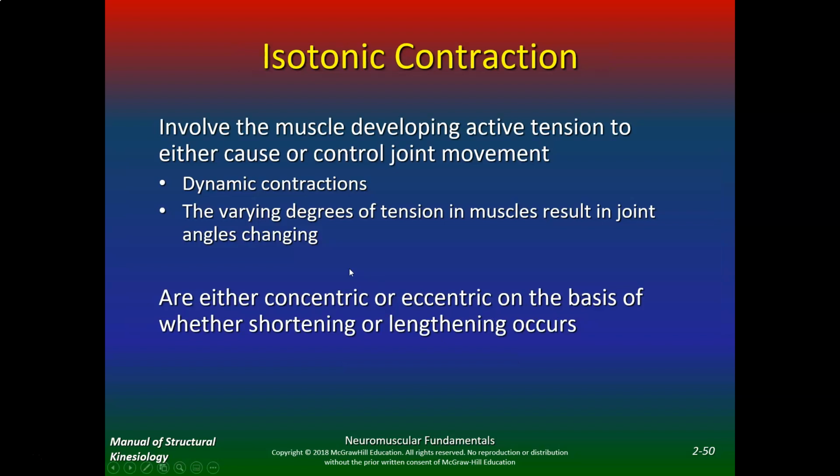Now, an isotonic contraction involves the muscle developing active tension to either cause or control joint movement. Dynamic contractions. The varying degree of tension in muscles results in joint angles changing. So that can be either concentric or eccentric. So those are subdivisions of an isotonic contraction. But the definition of isotonic is that the muscle develops active tension to either cause or control joint movement. And remember, I emphasized early on that eccentric exercises are the most beneficial in preventing injuries, on the basis of whether shortening or lengthening occurs.